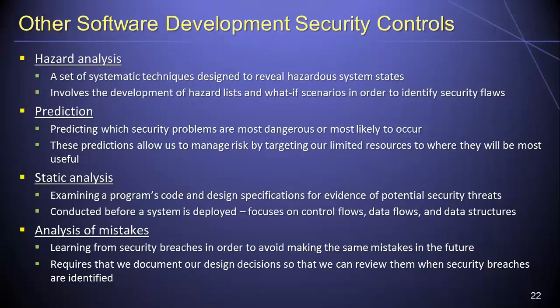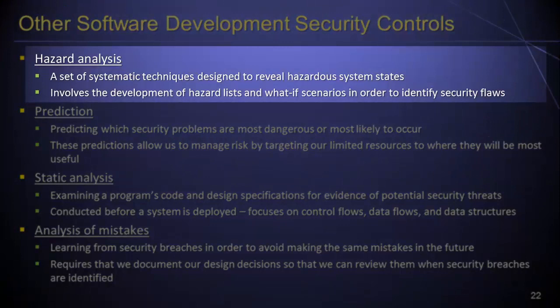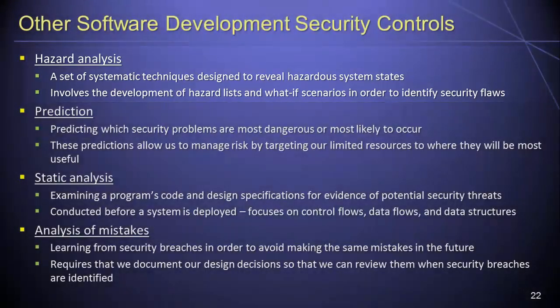In addition to the security controls discussed previously, there are several other security controls which can be implemented during the software development process in order to help ensure that a software program is secure. Hazard analysis, for example, can be used to reveal hazardous system states. By relying upon a set of systematic techniques which commonly involve the development of hazard lists and what-if scenarios, the software development team can use hazard analysis to identify security flaws which might otherwise go unnoticed.